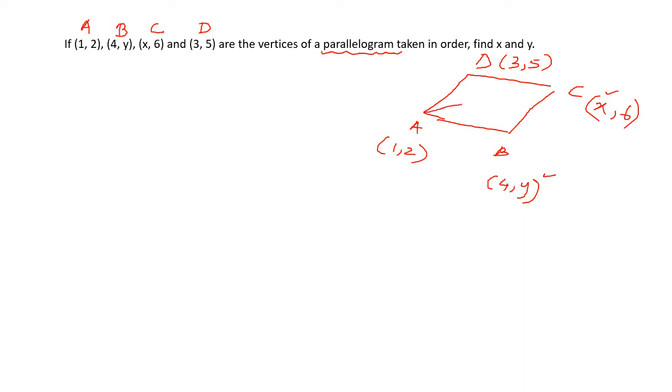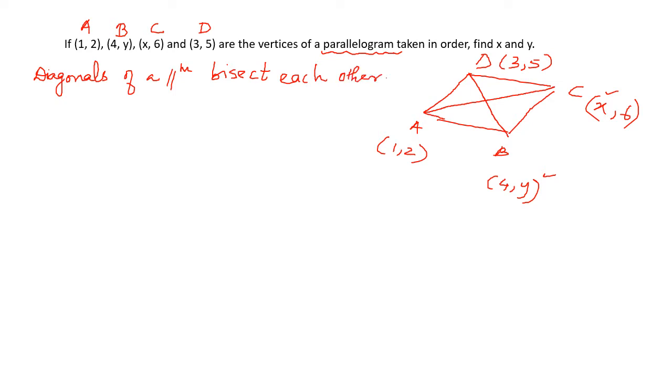Parallelogram means we know the diagonals. So what is the specialty of the diagonals? Diagonals of a parallelogram bisect each other. Bisect each other means it is going to be the midpoint. This point O is going to be the midpoint. So this AC is divided into 2 equal portions, and this is also divided into 2 equal portions, and O is the midpoint of DB.